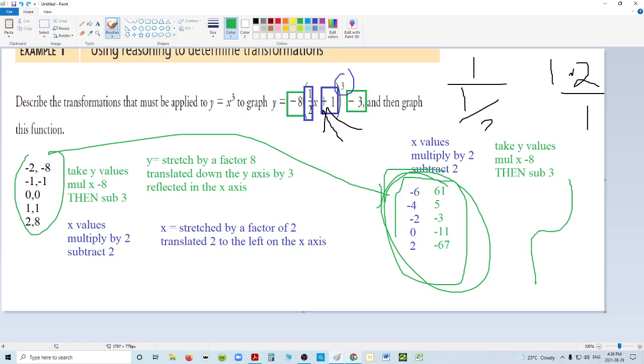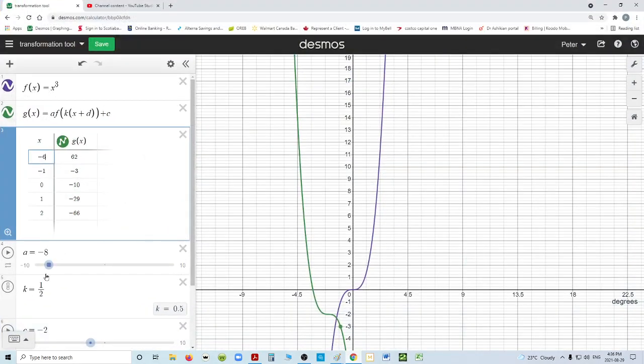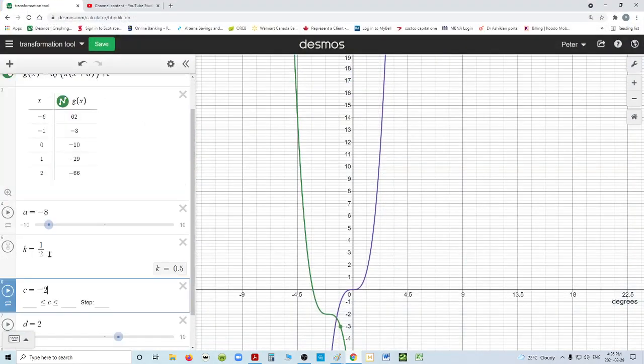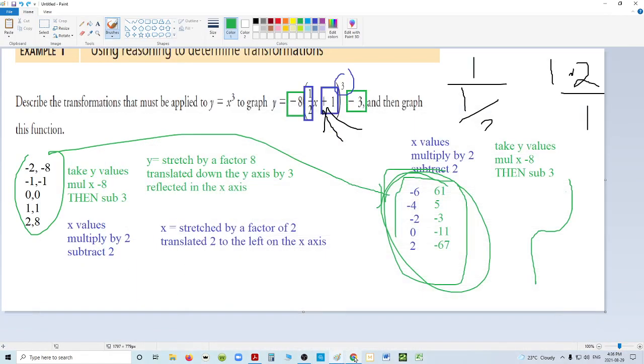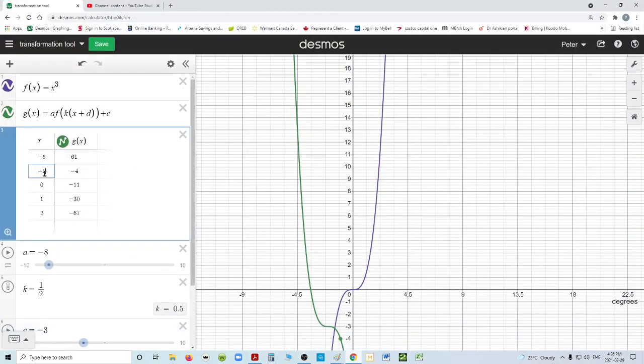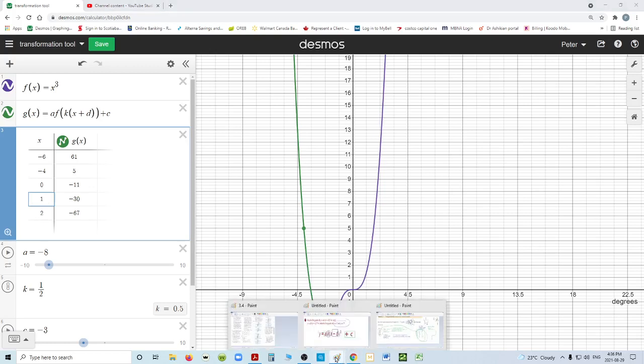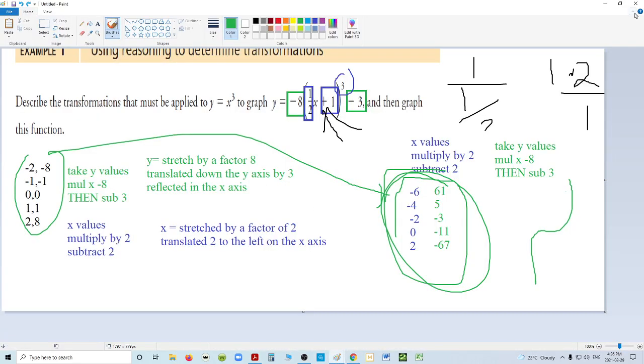So if I took the original y times minus 8, I get minus 64, and then I was subtracting 3. So I've got the wrong C value here. Yeah, it's minus 3. There we go. 61, exactly as I had. And then if I take the next correct x value of minus 4, I'm going to get a 5. And then 0 becomes 11. And indeed, I'm going to have 0 and 2 is the next one.